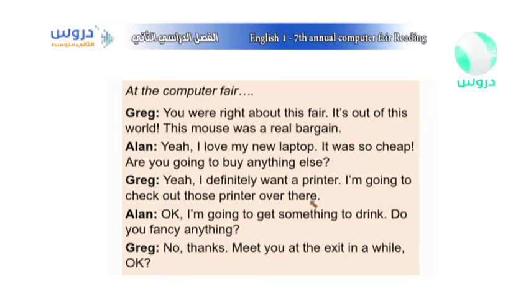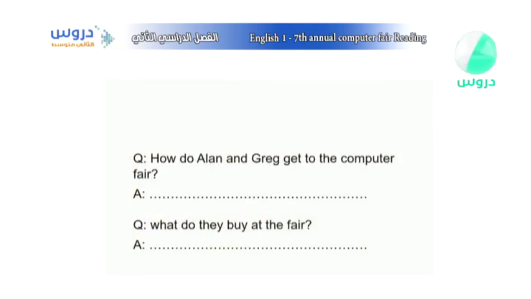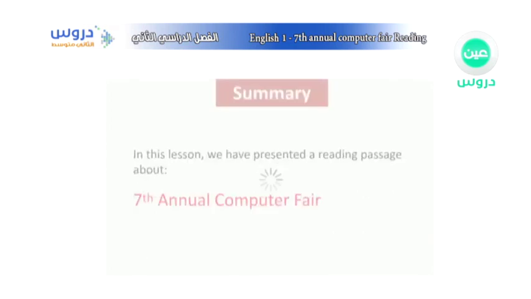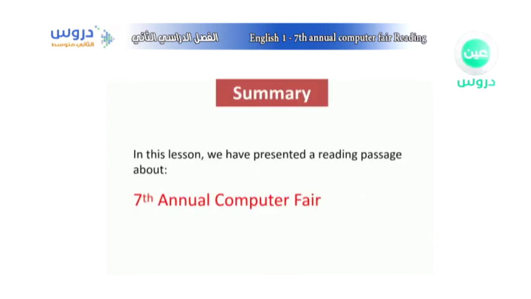Welcome, Miss Fatima, over there. So what do you think? Did they buy a printer or not? So maybe they bought a printer or maybe they didn't, right? Very good. So let's check your answer now. Question number one is by bus, and the second one, a mouse, a laptop, and probably a printer. We don't know. Maybe they bought it or they didn't. It's great to write your answer like this. Very good. Thank you very much.